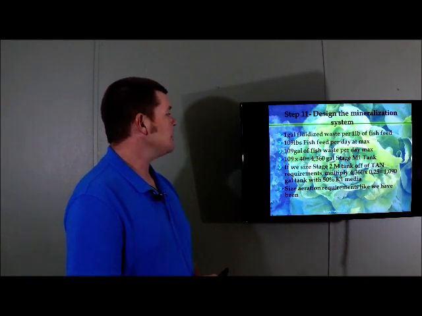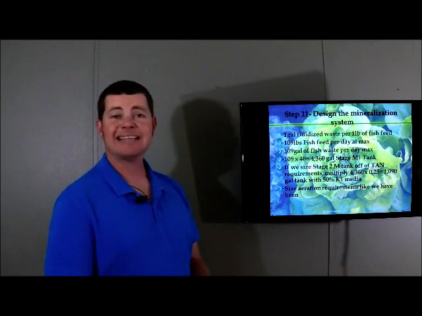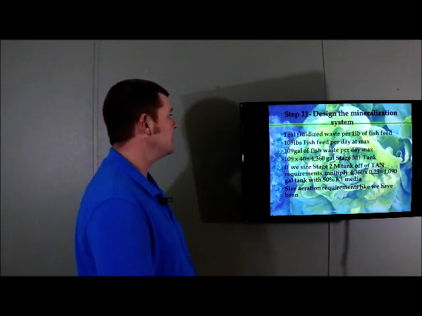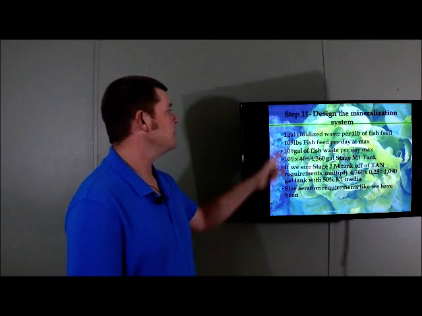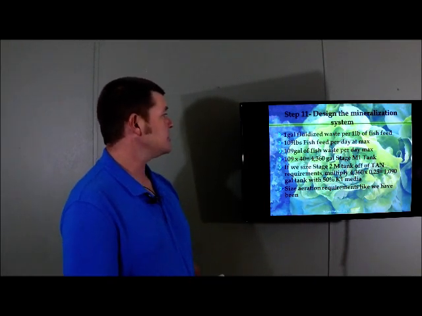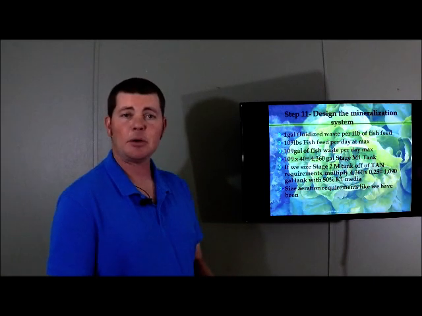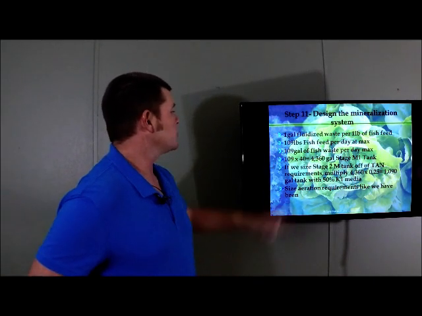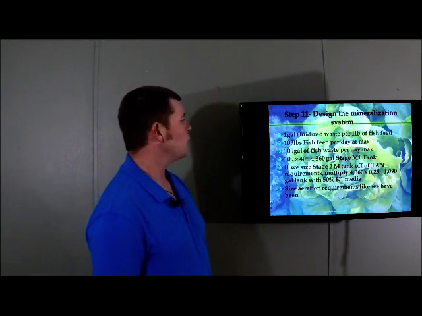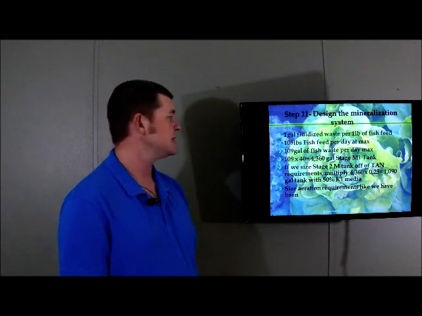So 1 gallon of fluidized waste per 1 pound of fish feed. We're going to design the mineralization system now, all right? We know that for every pound of food, we get about 1 gallon of fish waste. 109 pounds of fish feed per day gives us 109 gallons of fish waste per day, liquid fish waste. We want to multiply that volume by 40, and we get 4,360 gallons for a stage 1 mineralization tank.